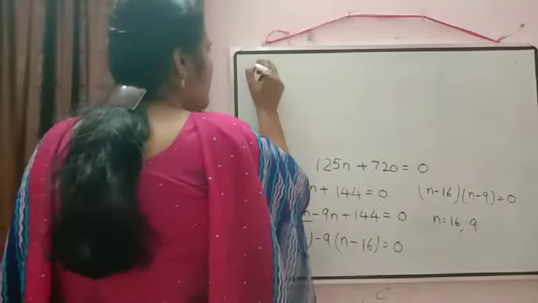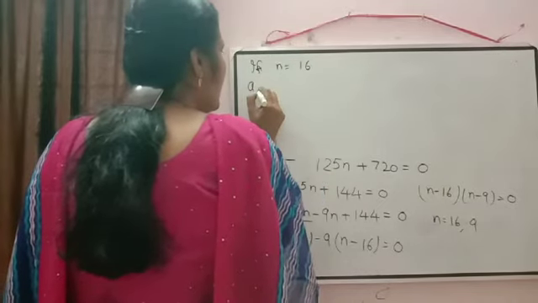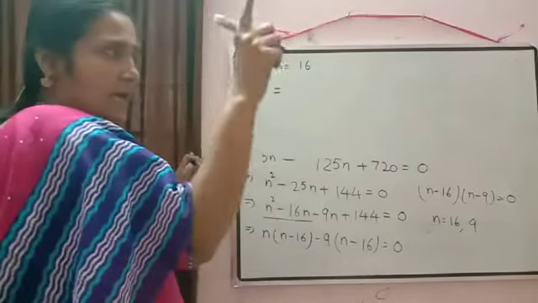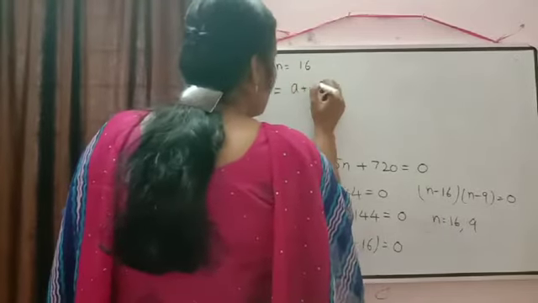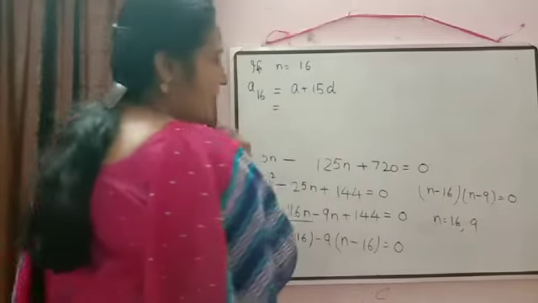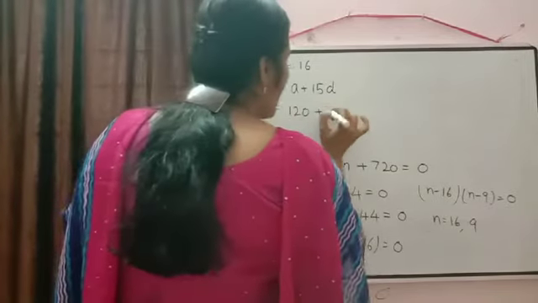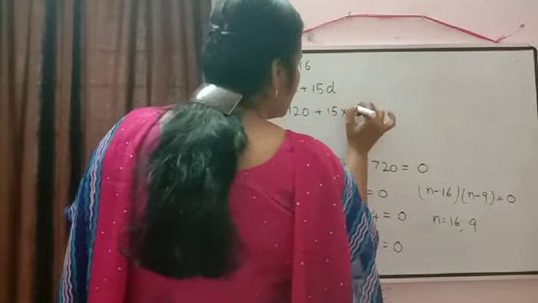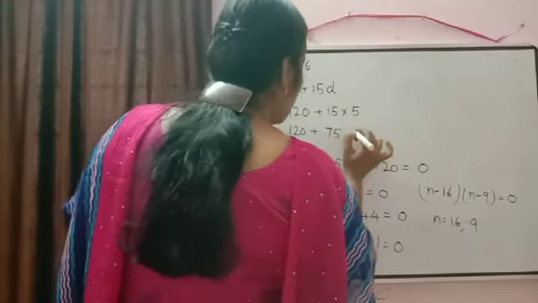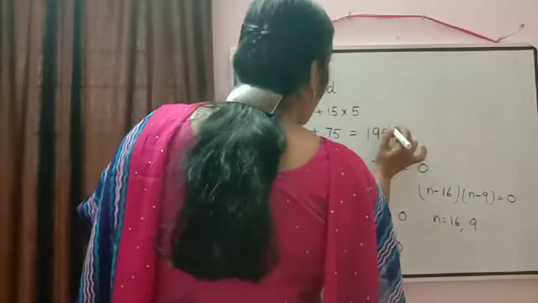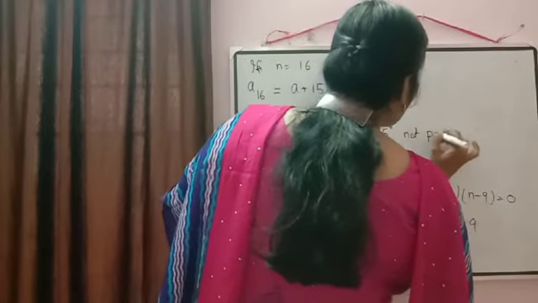So if n is equal to 16, we can check what will be A16, meaning the last angle of that AP. According to the formula, it will be equal to A plus 15D. Now just substitute the values: A is equal to 120 degrees plus 15 into the common difference, which is 5. Then we get 120 plus 15 fives are 75, which is equal to 195 degrees.